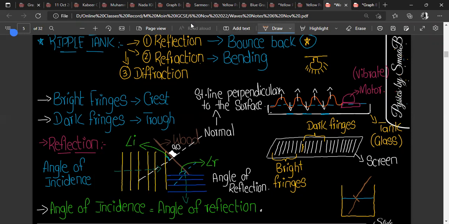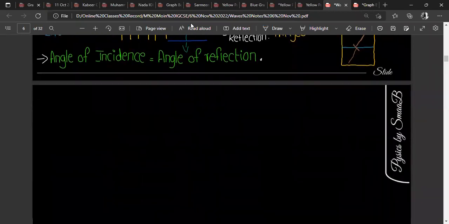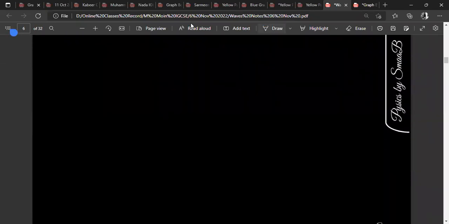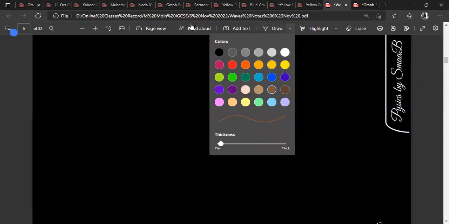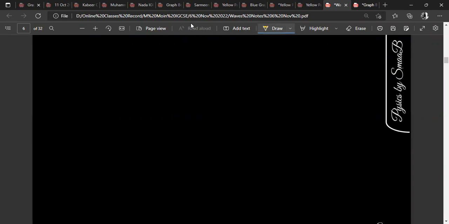So yes, this bending process happens due to the change of medium. That same change we are going to discuss in our next process, which is known as refraction of waves. This is the second result that we conclude from this experiment of the ripple tank, right?